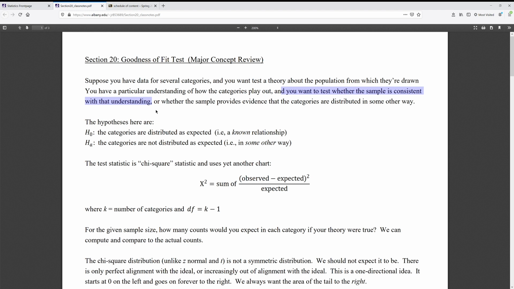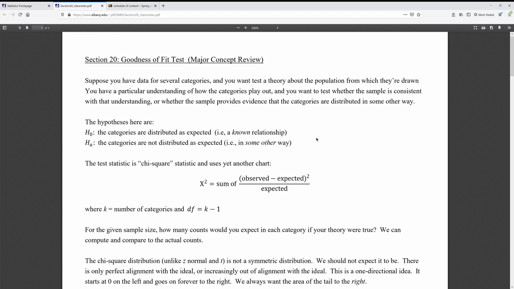So this is the idea. Is your sample, are the proportions in your sample consistent with your theory, or do they count as evidence against it? This is how the goodness of fit hypothesis test works. The hypotheses here are H0, the categories are distributed as expected, and HA, the categories are not distributed as expected. They're distributed in some other way.